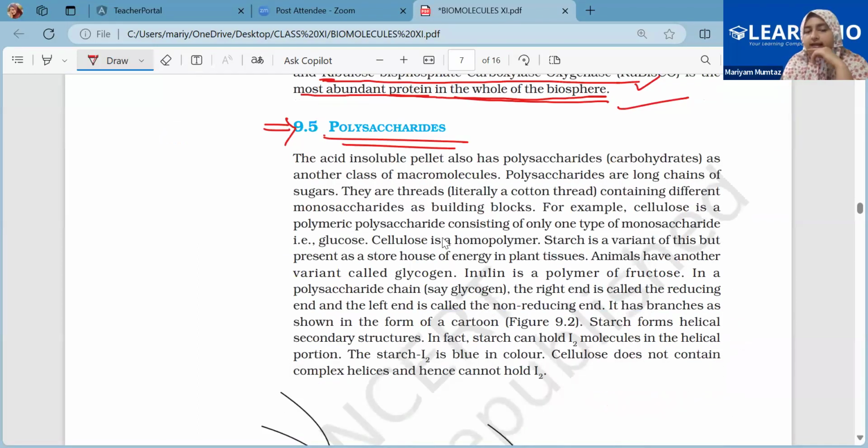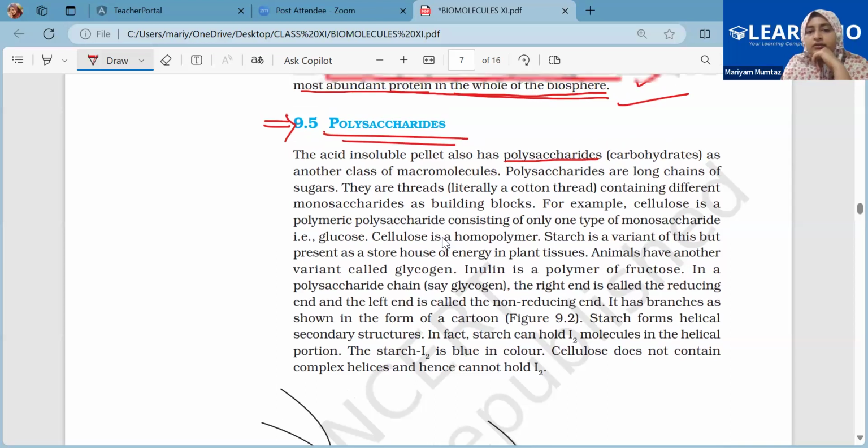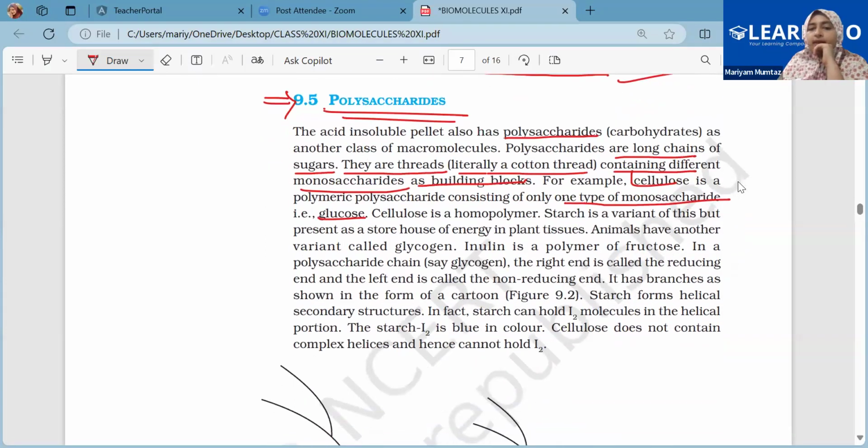Now talking about polysaccharides. Now the acid insoluble pellet also has polysaccharides. Now the monomers of polysaccharides are several. What? Monosaccharides. Now polysaccharides are long chains of sugars. They are threads, literally a cotton thread containing different monosaccharide as building blocks. For example, cellulose. It is a polymeric polysaccharide, consists of one type of monosaccharide, that is glucose. So cellulose is a polymer of glucose, and cellulose is a homopolymer, meaning only glucose makes the cellulose, meaning several glucose molecules make up the cellulose.